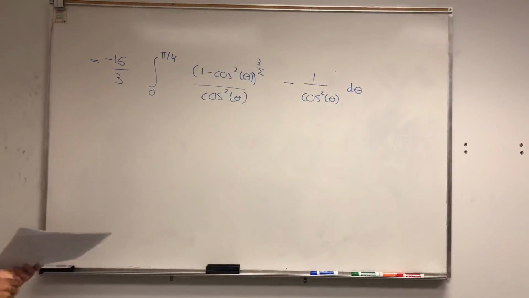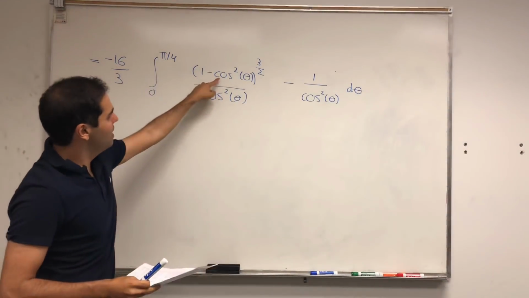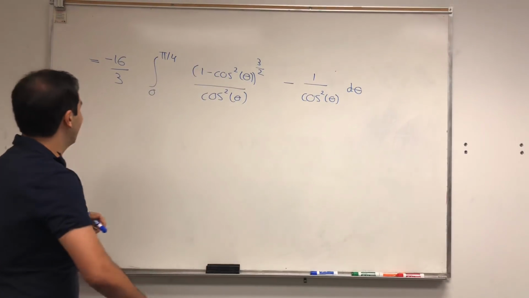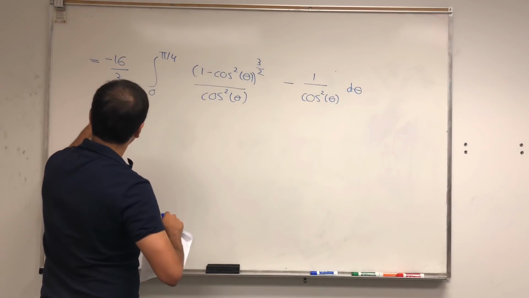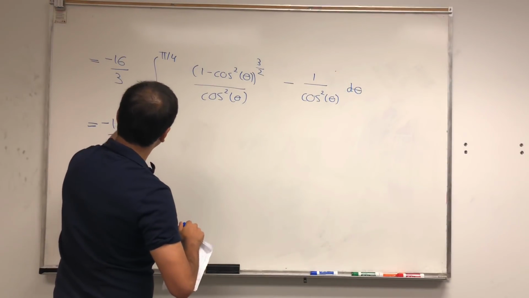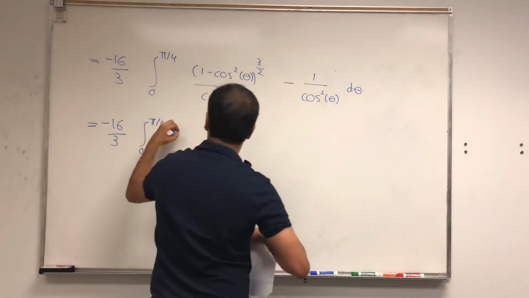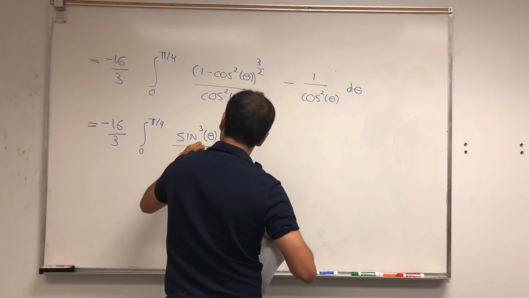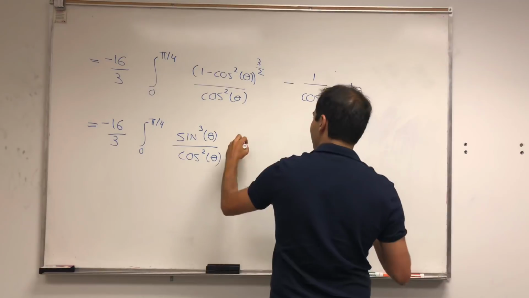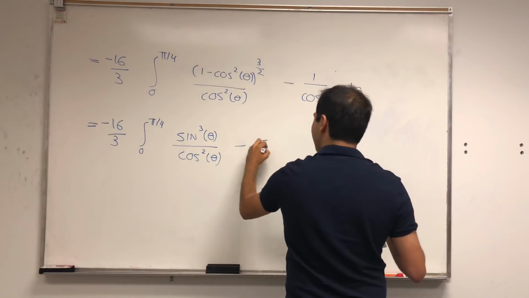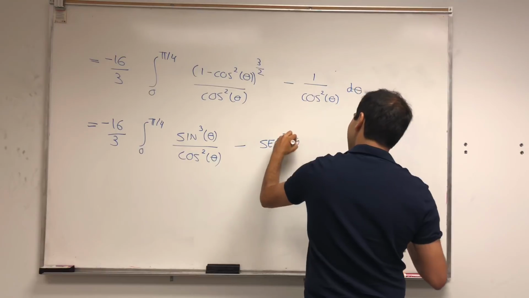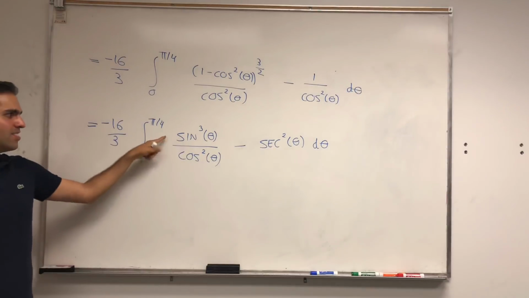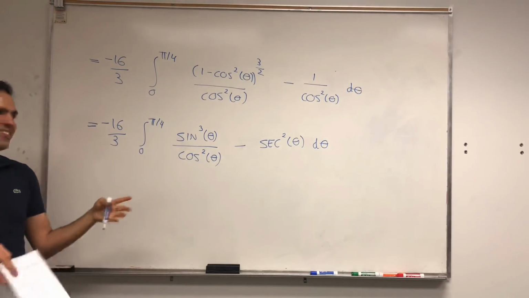And now let's simplify this whole garbage, okay? So, well, it's kind of beautiful because 1 minus cosine squared, that's sine squared, to the 3/2 becomes sine cubed. So minus 16 over 3 integral from 0 to pi over 4 of sine cubed theta over cosine squared theta, and then minus 1 over cosine squared, which is secant squared theta d theta.